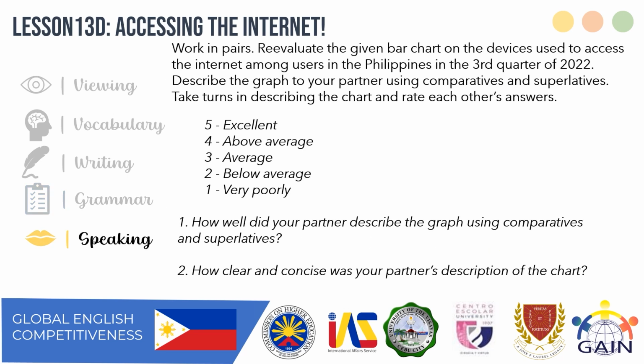And we're down to our last activity for this lesson and this unit. You're going to work in pairs. Reevaluate the given bar chart on the devices used to access the internet among users in the Philippines in the third quarter of 2022. Describe the graph to your partner using comparatives and superlatives. Take turns in describing the chart and rate each other's answers. Use the guide on your screen.